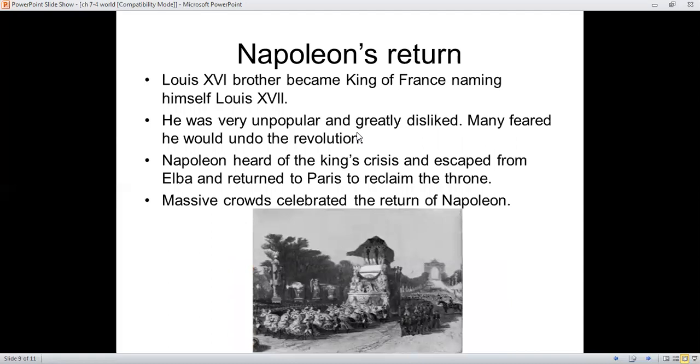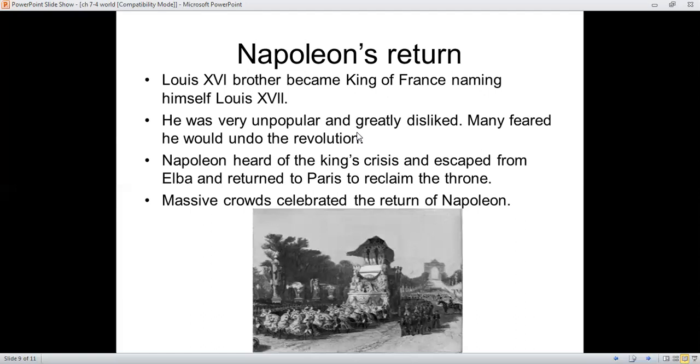Now, Louis XVIII became the king of France. He was very unpopular, and he was greatly disliked because of the many troubles that the French people faced with Louis and Marie during the French Revolution. And they feared that he would undo the revolution. When Napoleon heard of this crisis between the new ruler and the people, he escaped from Elba and returned to Paris to reclaim the throne.